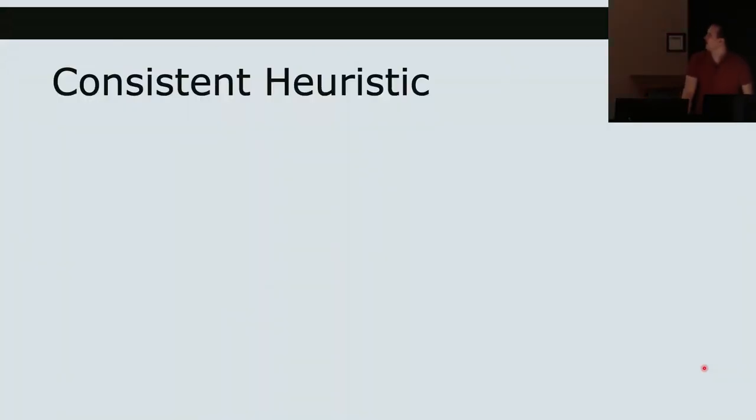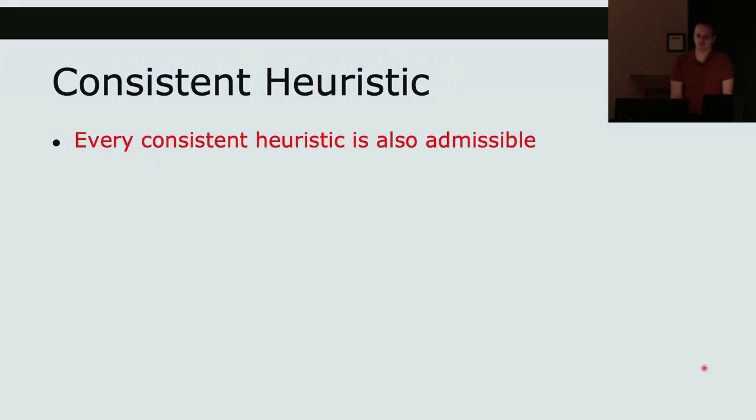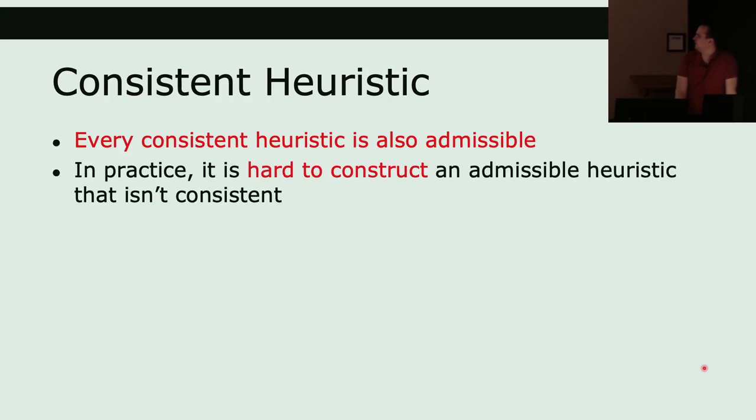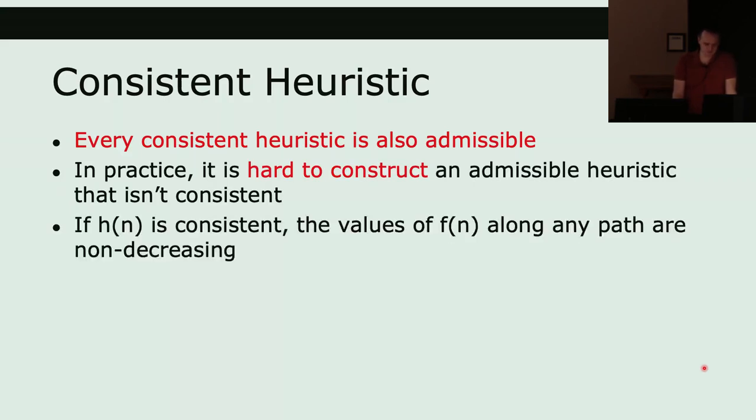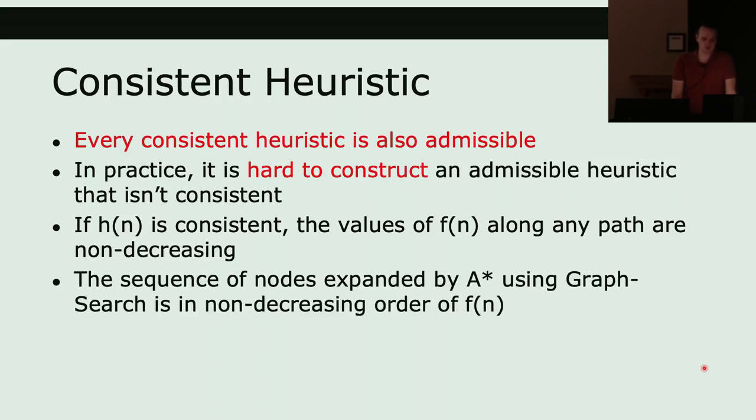So, a consistent heuristic. Every consistent heuristic is also admissible, right? Not every admissible heuristic is consistent, but every consistent heuristic is admissible. So if we had a Venn diagram of all admissible heuristics, then consistent heuristics would be a subset of that. In practice, it is hard to construct an admissible heuristic that isn't consistent. If h of n is consistent, this means that the values of f of n along any path are non-decreasing. So the sequence of nodes expanded by A star using graph search is non-decreasing in f of n.